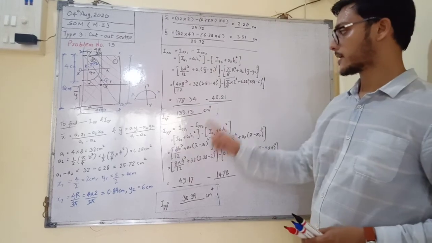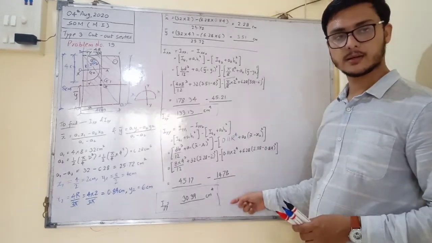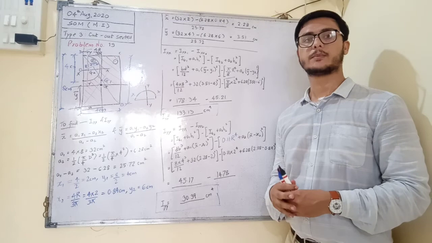So this is the cutout section problem. Ixx and Iyy we have calculated. The problem is very simple. Hope the problem is understood.